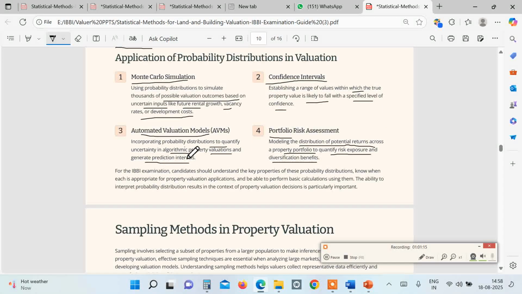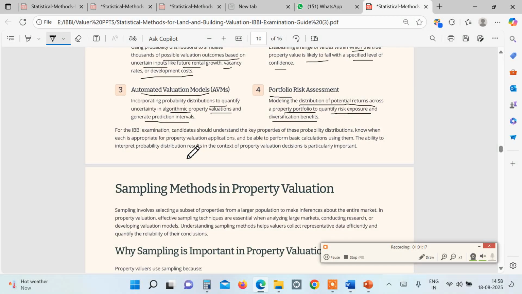So, as far as the examination point of view of IBB is concerned, candidates should understand the key properties of these probability distributions, know when each is appropriate for property valuation applications, and be able to perform basic calculations using them. The ability to interpret probability distribution results in the context of property valuation decisions is particularly important.